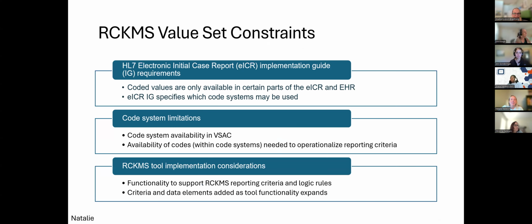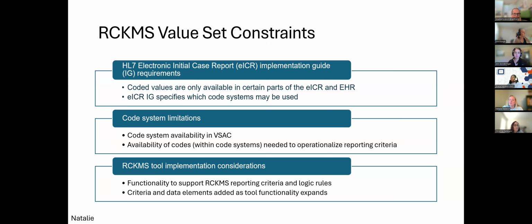And then my last slide before I pass it over to Anne, I just want to talk about a few RCKMS value set constraints. So the first being the HL7 eICR implementation guide. It's the building block for RCKMS and our value sets, and our value sets correspond to coded data elements and the standard code systems that are specified within that IG. So we're constrained to that, of course.